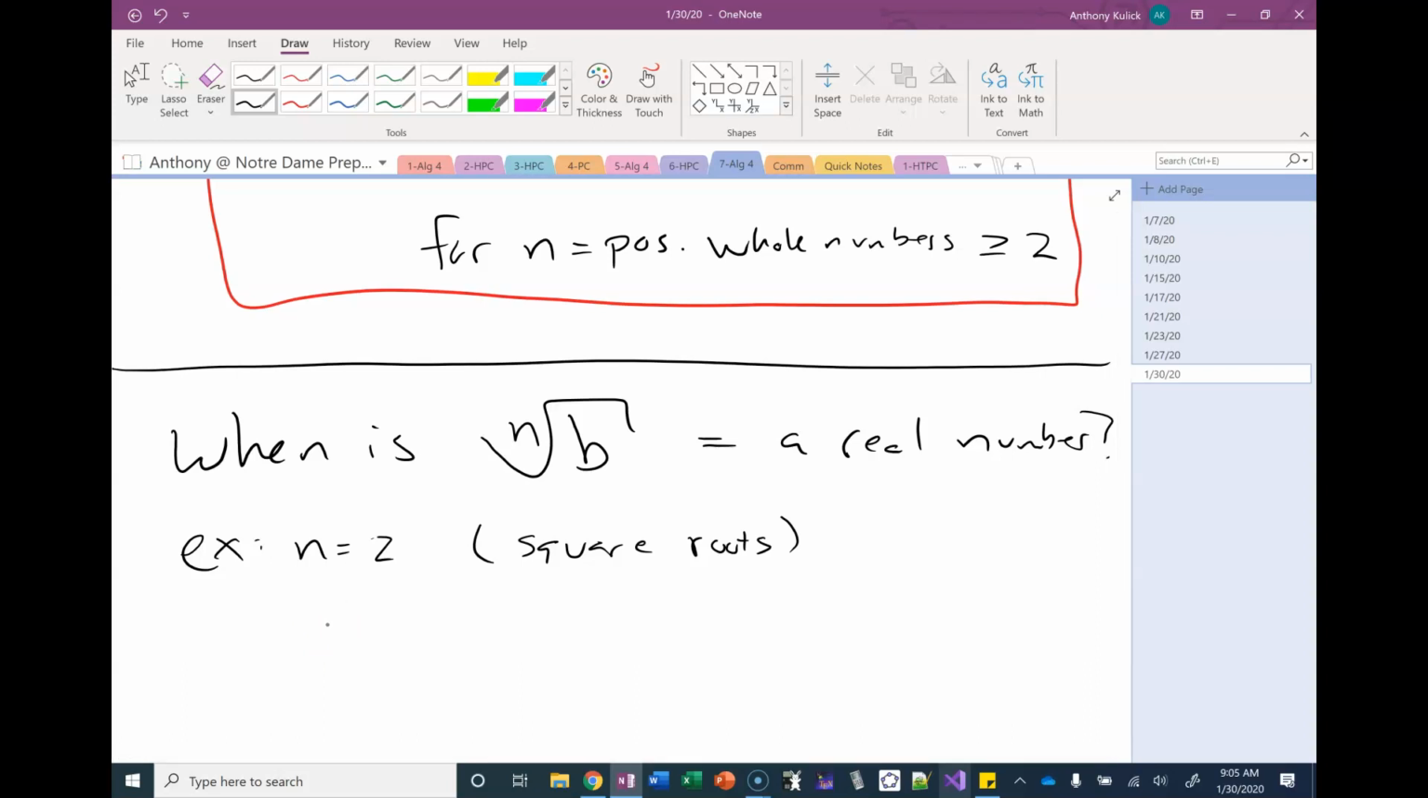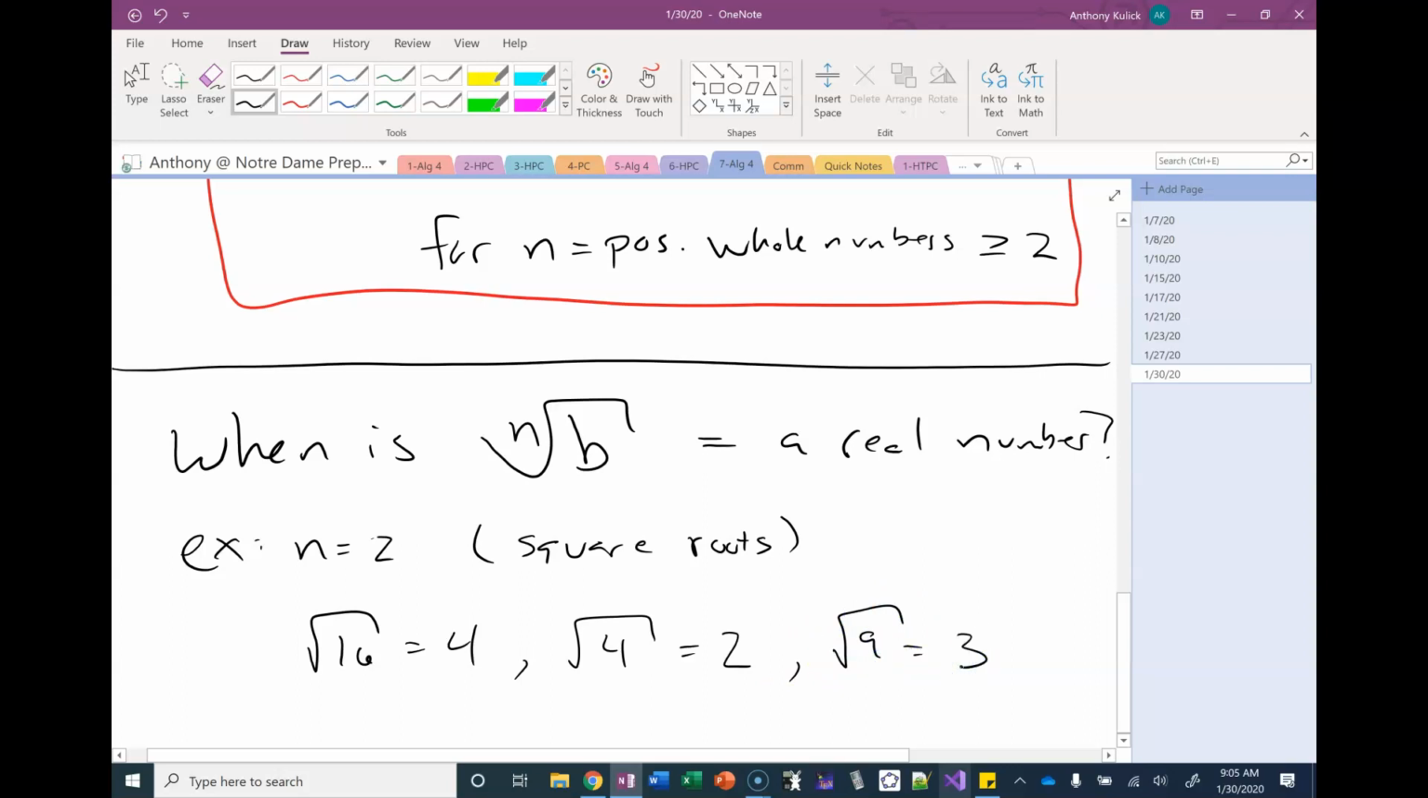Give me an example. 16. Great. So the square root of 16 gives me a real number result, right? What's another example? 4, because the square root of 4 is 2. That's another real numbered result. Give me one more example. 9. Okay? Now, all three of these examples that you gave me gave me an integer result.